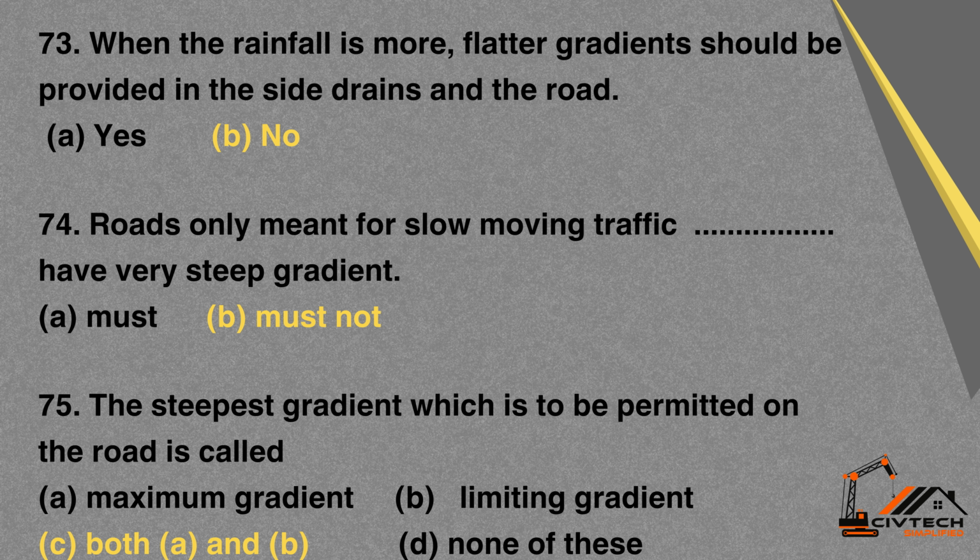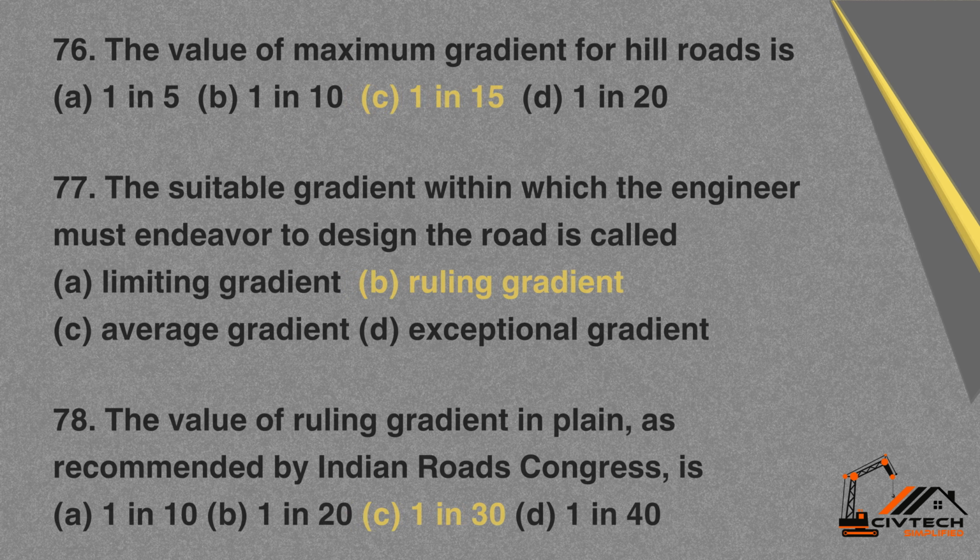75. The steepest gradient which is to be permitted on the road is called A. Maximum gradient, B. Limiting gradient, C. Both A and B, D. None of these. Correct option, C. Both A and B.